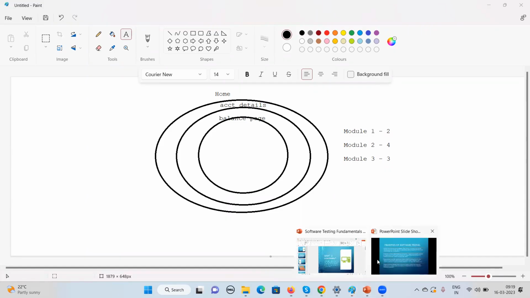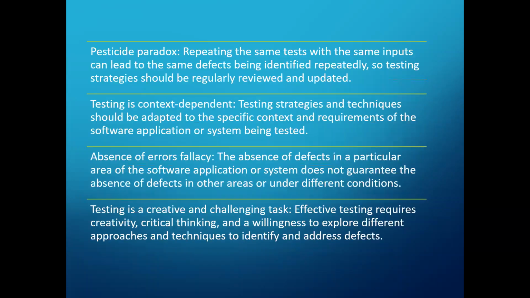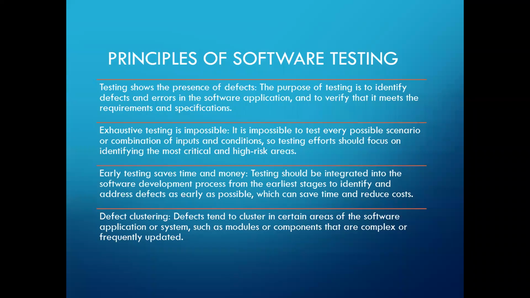So defect clustering says that defects tend to cluster in certain areas of the software application or system, such as modules or components that are complex and frequently updated. When we look at the application as a whole, you'll find a lot of defects, and when we look component wise, there are individual defects. We have to be cautious about the modules which are frequently updated and recently developed. That is why we call it defect clustering. Are you clear with this, guys? These are the first four principles of software testing.